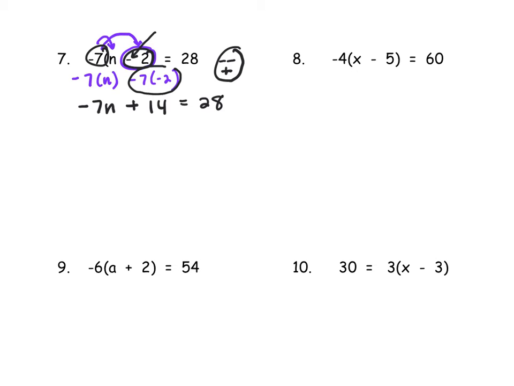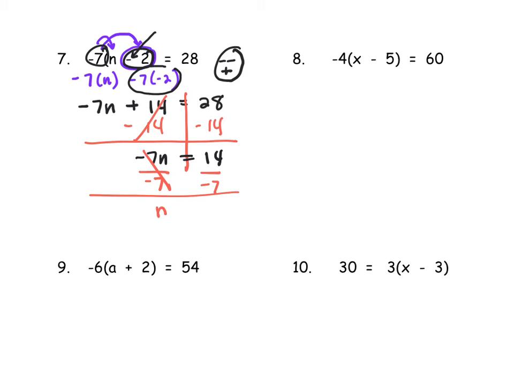Now we're going to do our solving steps. So we're going to take away 14. Since we see adding 14, we do the opposite of what we see, and it cancels out. That's going to leave us with negative 7n on this side, and 28 minus 14 would be 14. And now, once again, I have to be really careful with my integer sign. Since I'm multiplying by a negative 7, I need to divide by a negative 7. Those cancel out, leaving n equals negative 2. Again, a positive 14 divided by a negative 7 is a negative answer.